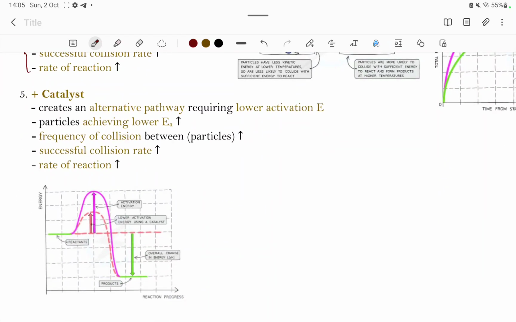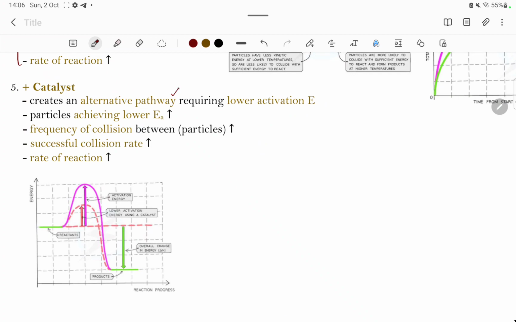Lastly, the catalyst. When we add catalyst, the catalyst will create an alternative pathway that actually only requires a lower activation energy. So these particles will achieve this lower activation energy more easily, more quickly. So the frequency of collision, successful collision rate, and rate of reaction will also increase.